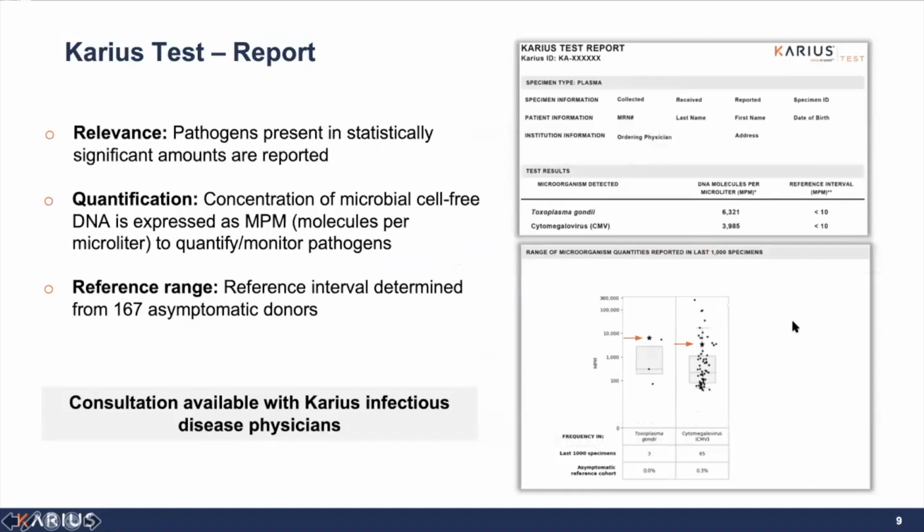Reported organisms are quantified in DNA molecules per microliter, or MPMs, as compared to a reference interval determined from 167 asymptomatic donors. Now, in addition to a report, Karius also has several pediatric and adult infectious disease physicians available for consultation, as well for any questions, either pre-test or post-test.